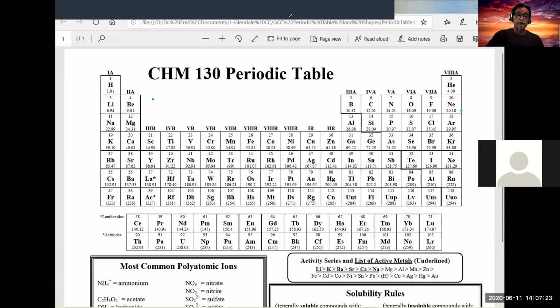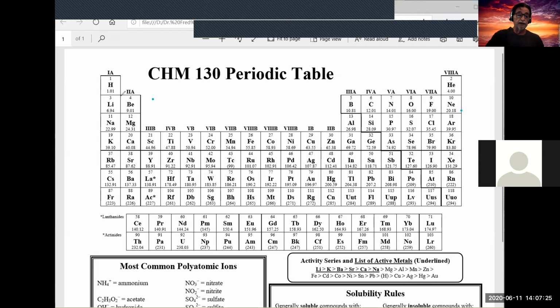Okay. And so if we were to, for example, compare the size of, let's pick lithium versus potassium. Well, you can see potassium is in the fourth period. So it's a very big element compared to lithium. And so potassium is much bigger, it has a larger radius. So going down the periodic table, the radius increases, and hence the elements get bigger.